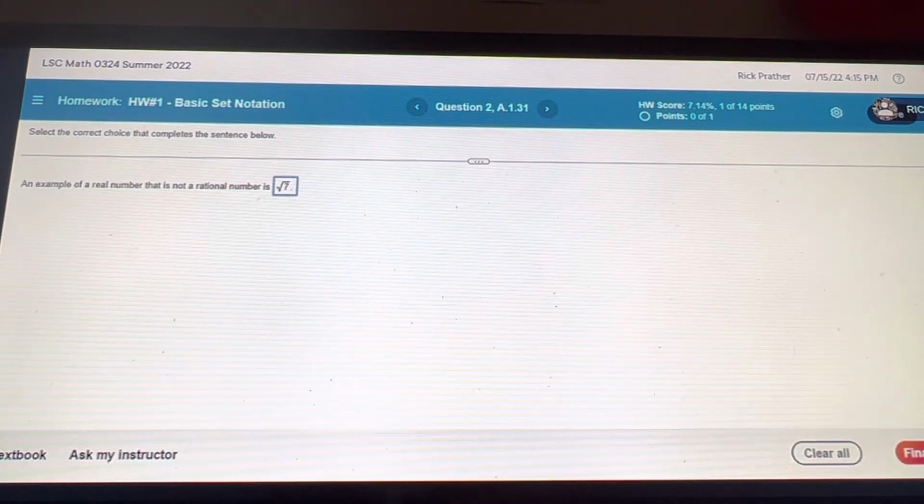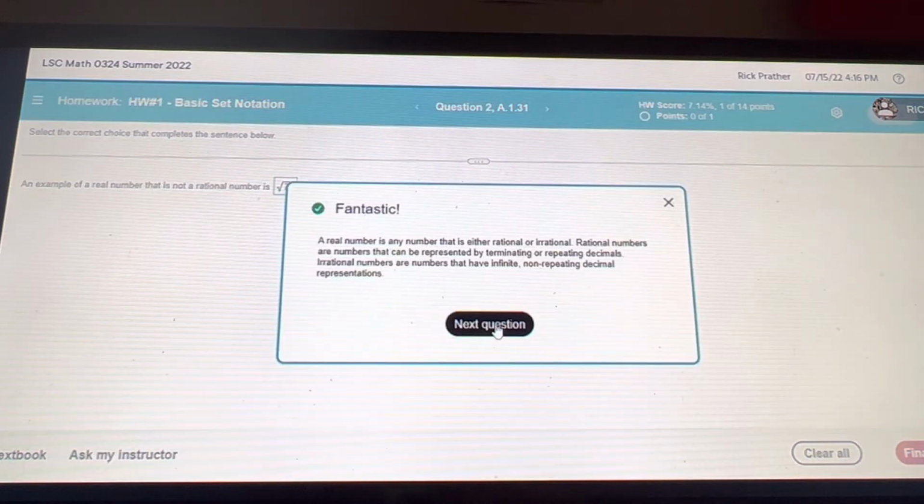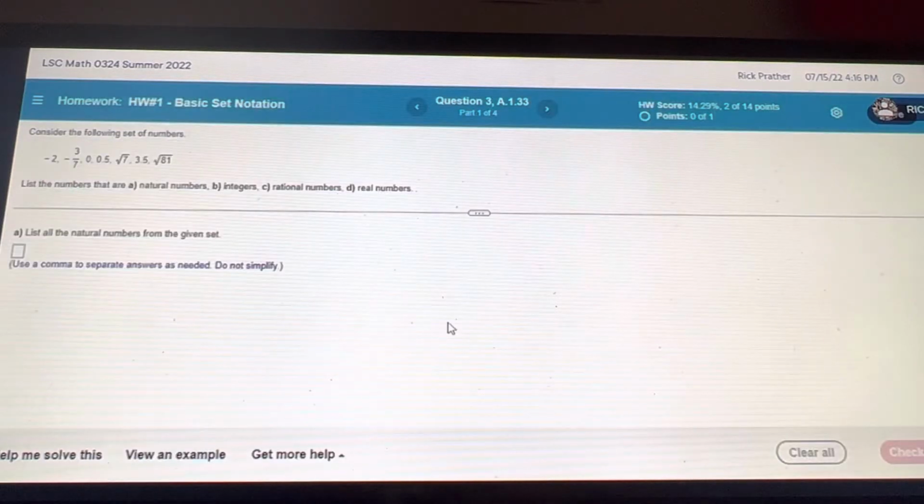And if you're ever unsure, just type it in a calculator. If there's any decimal at all to a radical, then it's irrational. Pi is another good example. There's a few special cases like that, but mostly it's radicals that don't come out evenly. So I got this one right, and I move to the next question. Now see, here's a part A, B, C, and D. So list all the natural numbers. Okay, now we got to go back to the chart.